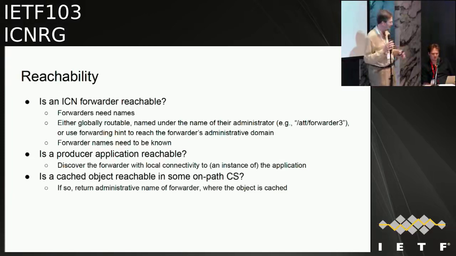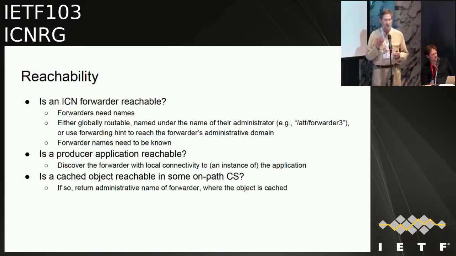Now, I would claim, independent of any of these particular tools, you don't have a manageable network at all unless the forwarders have names on their own. So these can either be globally routable under the name of their administrator, or use some kind of forwarding hint within an administrative domain in order to get to the forwarder. What we've seen in the IP world is that some operators don't like to externalize the names of their internal resources because for one reason or another, it may open them to outside attack or competitive analysis of how their own domain is working. But at any rate, the forwarder names need to be known in some way.